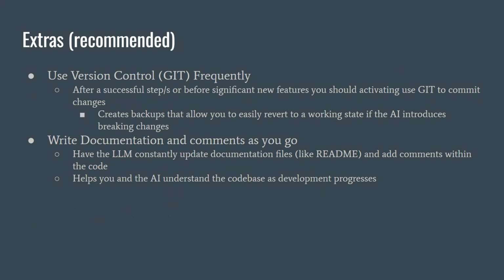It's very important to use version control, such as Git, very frequently, because after a successful step or multiple steps, or even before adding a significant new feature, you should be activating Git to commit changes. This creates backups that allow you to easily revert to a working state if the AI introduces breaking changes. Another recommended thing is to write documentation and comments as you're implementing new things.